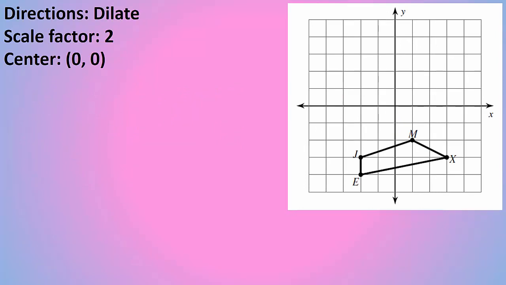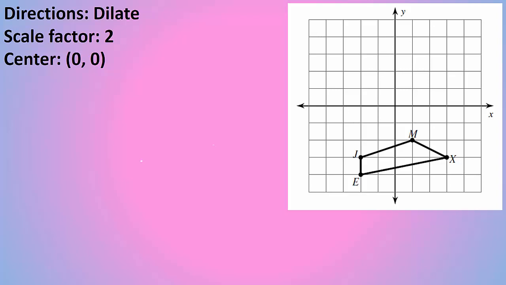Next, we want to dilate the image by a scale factor of 2. And I can already look at this image and realize that if I dilate by a scale factor of 2, I'm going to end up with a lot of ordered pairs that don't even fit on this graph. So for the purposes of this problem, we're going to assume that the image was given just as a reference, and we need to be able to show our work to validate our solution.